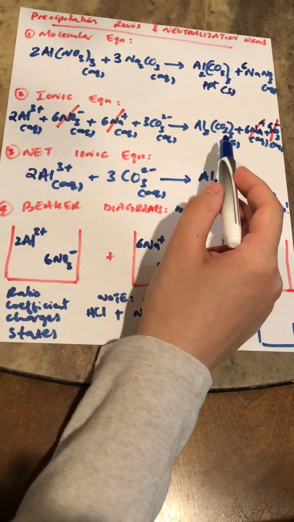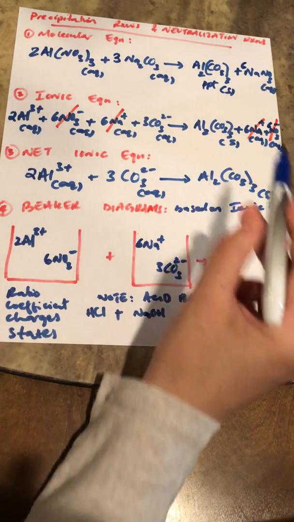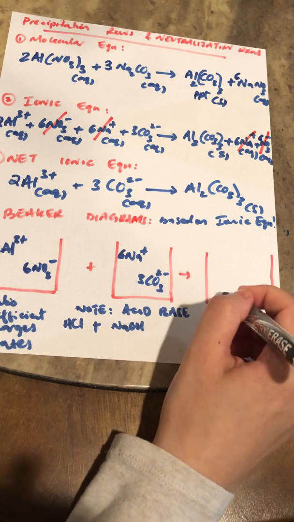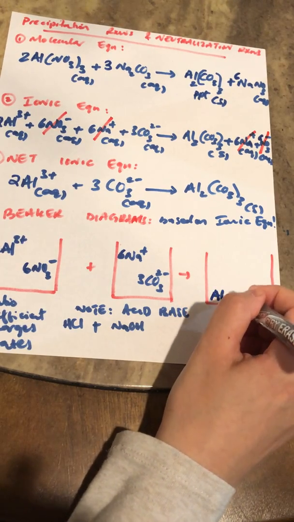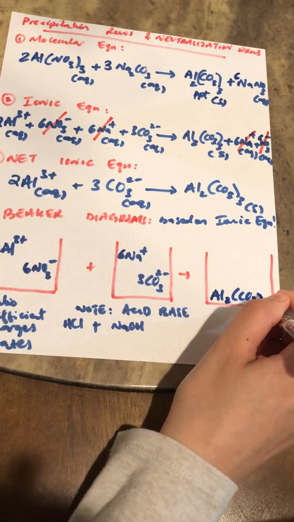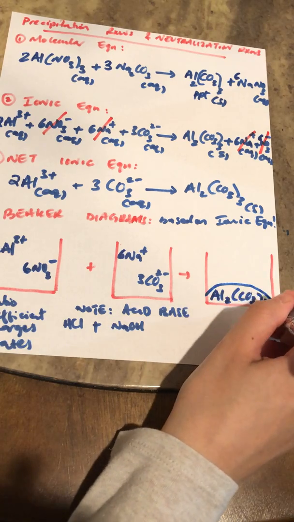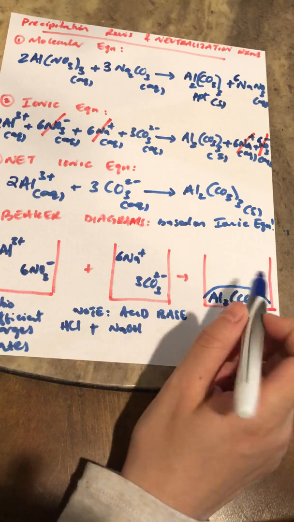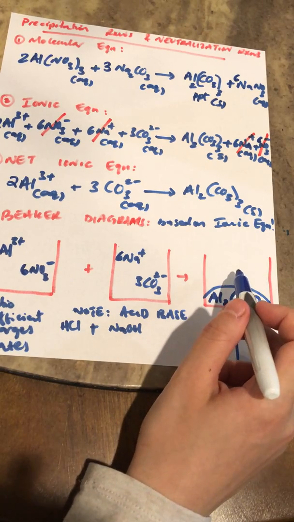Now for the product, since we get a precipitate, the precipitate is going to sink to the bottom of the beaker. So we will actually draw that precipitate over here, and we're going to draw a half circle indicating that it sinks down there and it does not break into its individual ions.